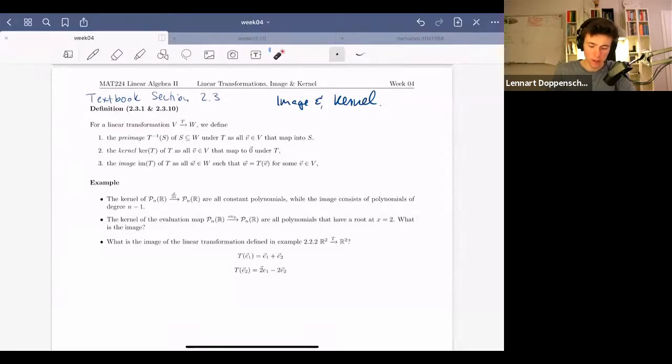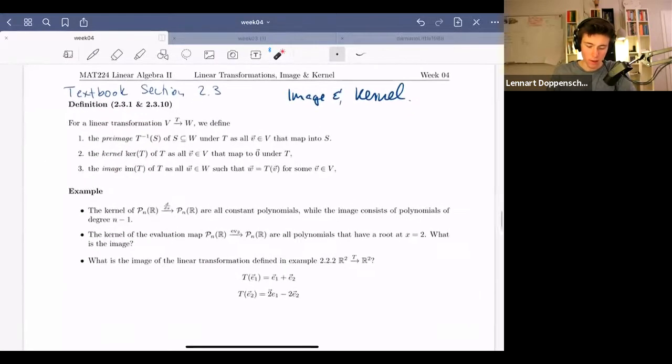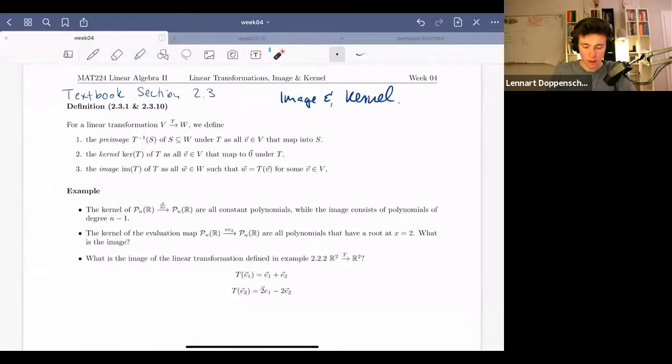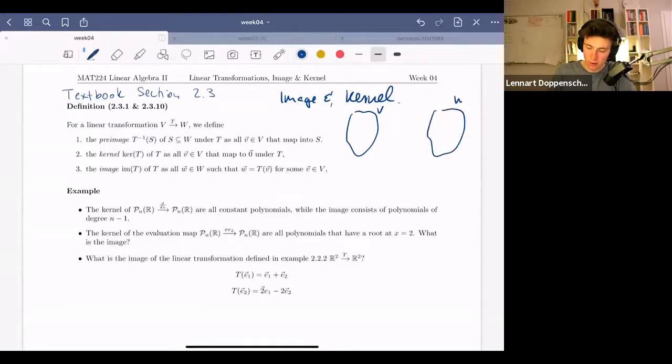And this definition is just the pre-image of a transformation, the kernel, and the image. Well, the pre-image of a certain subset of the target space is all the vectors in the domain that map into the subset S. So I think a graphical intuition is very helpful. If this is V and this is W, there might be a smaller subset, maybe subspace, doesn't really matter for now, S. So this is just contained in W.